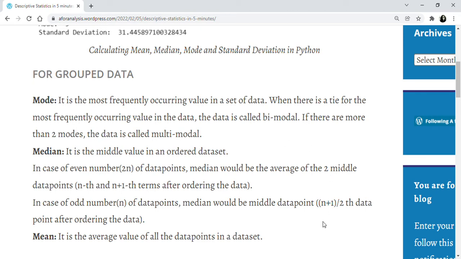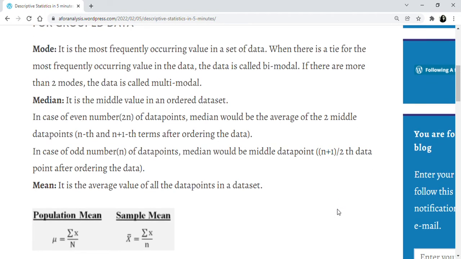And that would be the (n plus 1) by 2-th value. (N plus 1) by 2 will be the index of the middle point.